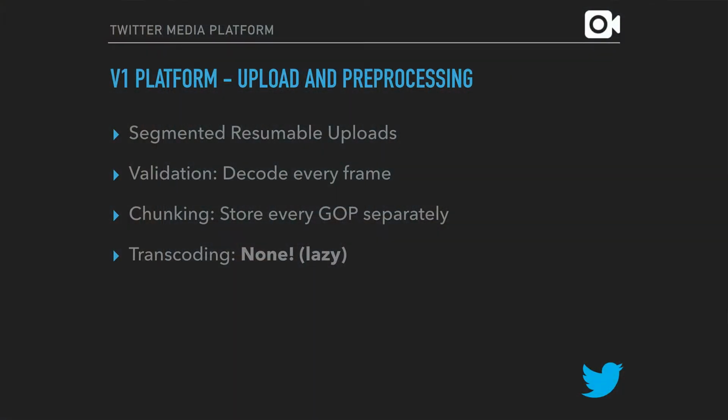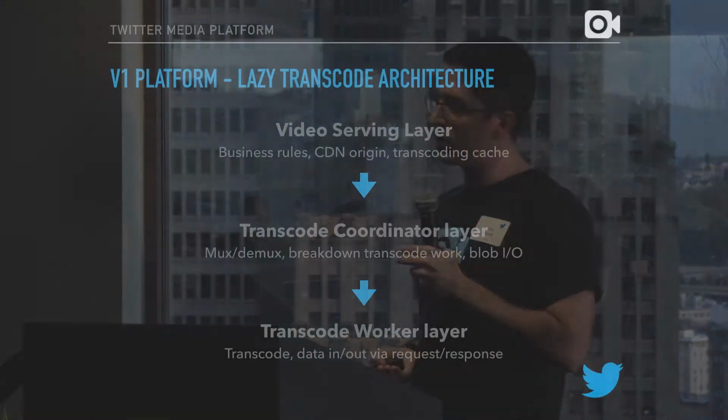And so what did we do for transcoding? What kind of transcoding did we do before we let you tweet it out? Well, the answer is none. We didn't actually do any transcoding. This allowed us to let you tweet it very quickly. But if we don't transcode, then how are we actually going to play the video when someone really wants to see it? This is where the lazy transcode architecture comes in.